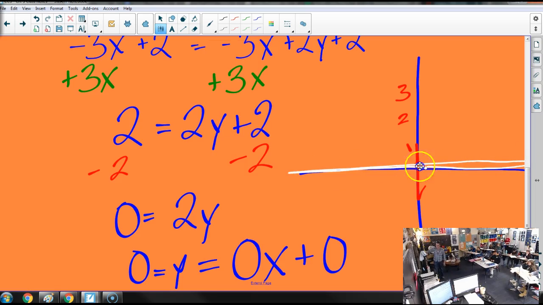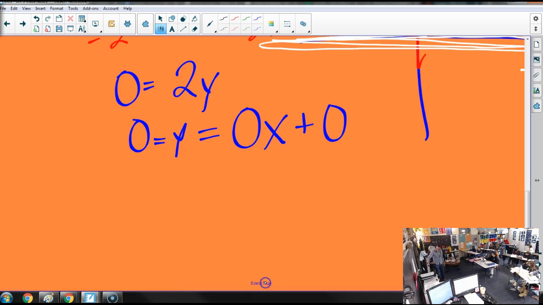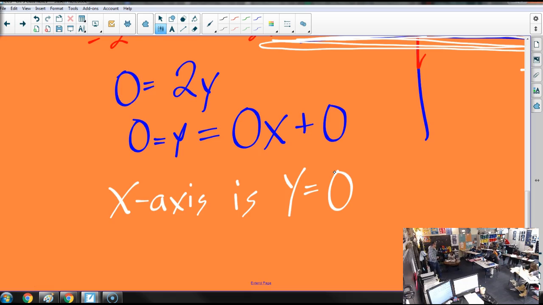Here, this white line is every value where y equals 0. It doesn't go bigger than, it doesn't go up, doesn't go down. The horizontal x-axis is y equals 0. So you might want to make a note. The x-axis is y equals 0. And if we flip that statement around, the y-axis is x equals 0.